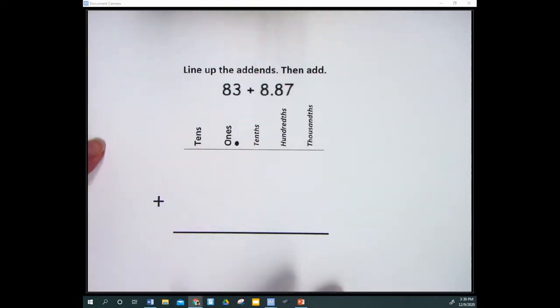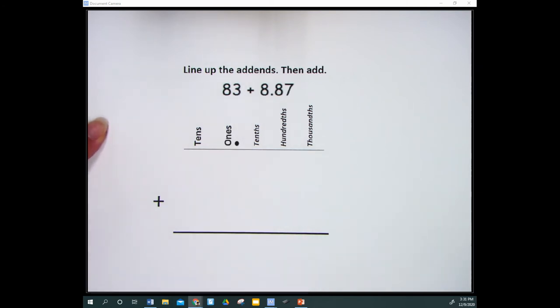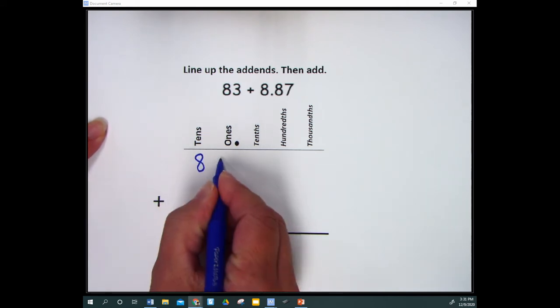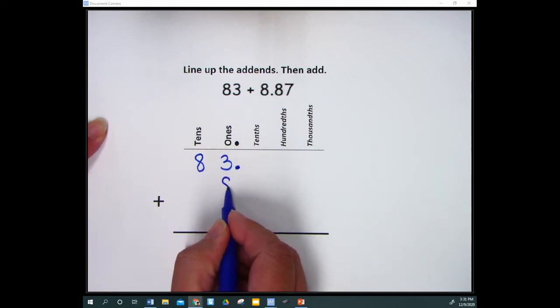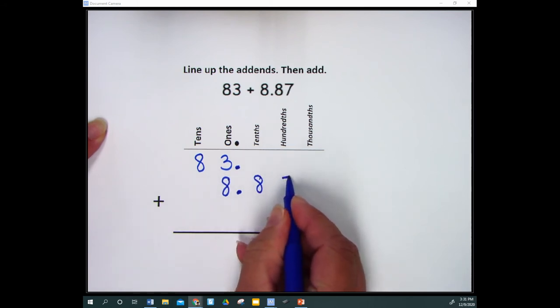All right, here's your next problem. 83 plus 8 and 87/100. What is the exact sum? All right, to do this one, of course, we're lining up our decimal points. And yes, we don't see the decimal point in 83, but we know a decimal point is always to the right of the ones column. So here's what it would look like. 83, there's my decimal point, plus 8 and 87/100.